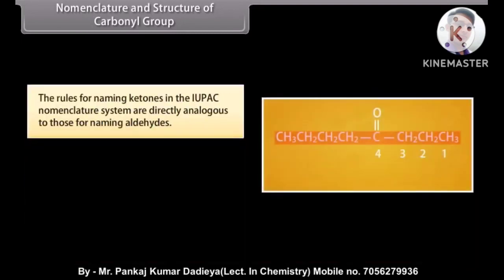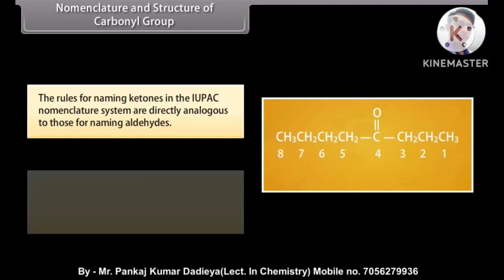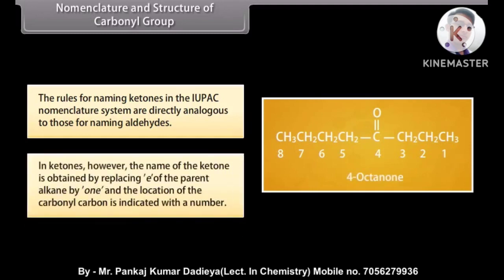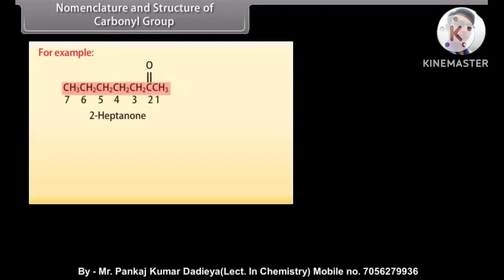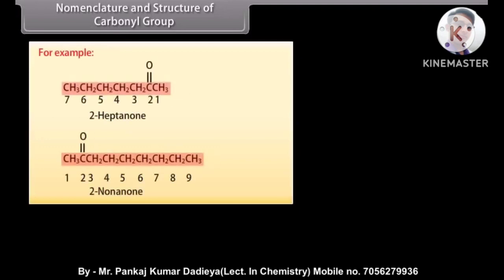The rules for naming ketones in the IUPAC nomenclature system are directly analogous to those for naming aldehydes. In ketones, however, the name of the ketone is obtained by replacing E of the parent alkane by O-N-E, and the location of the carbonyl carbon is indicated with a number. For example, 2-heptanone, 2-nonanone.